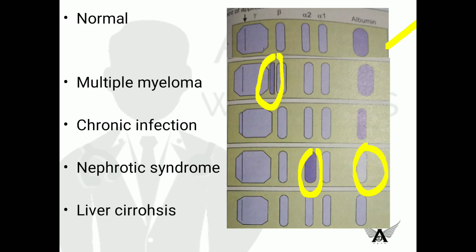See, the albumin band is short. Here, the albumin band is becoming short. So albumin is less in the serum. Okay, remember this. Mainly, you should remember multiple myeloma, nephrotic syndrome, and liver cirrhosis because they are of immense importance. Also, you see in chronic infection, the gamma globulin band is slightly increased, but it's a smooth increase only.